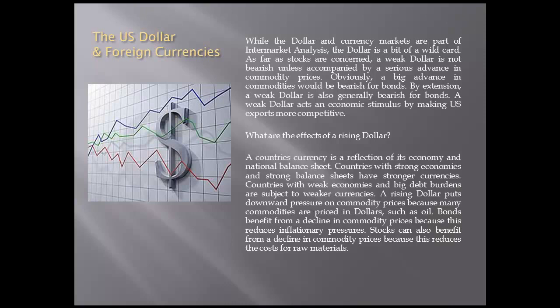Well, a country's currency is a reflection of its economy and its national balance sheet. Countries with strong economies and strong balance sheets have stronger currencies. Countries with weak economies and big debt burdens are subject to weaker currencies. A rising dollar puts downward pressure on commodity prices because many commodities are priced in dollars, such as oil, for example. Bonds benefit from a decline in commodity prices because this reduces inflationary pressures. Stocks can also benefit from a decline in commodity prices because this reduces the cost of raw materials.